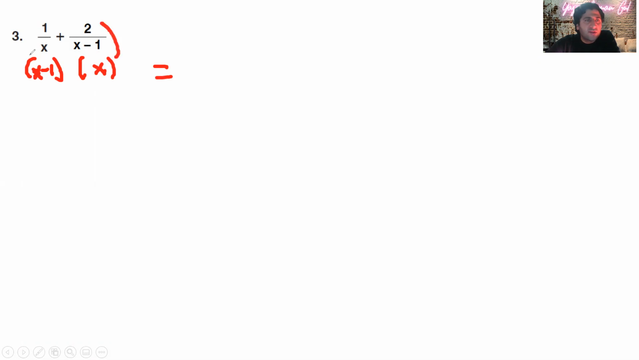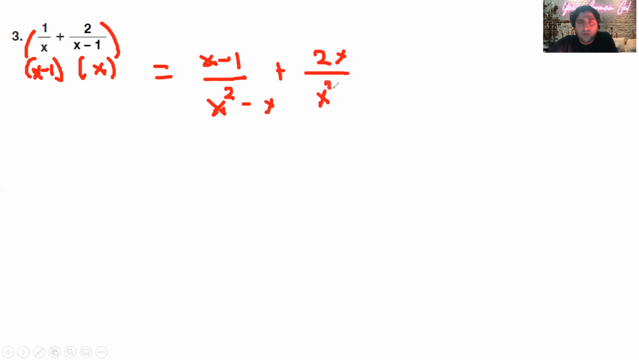Again, this will be multiplied with this as well. Just going to show that. So 1 times x minus 1 will be x minus 1 over x times x minus 1 will be x squared minus x. Then plus x times 2 will be 2x over, again, x squared minus x. So my denominators are equal, so I'm just going to add the numerators together now.